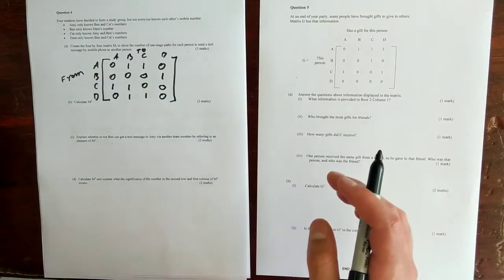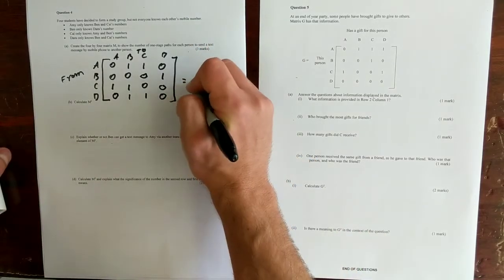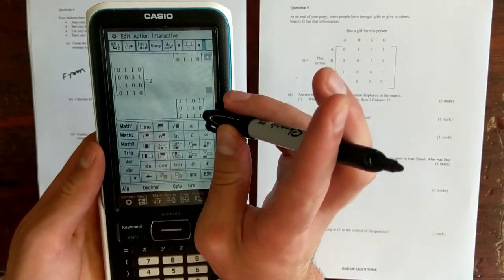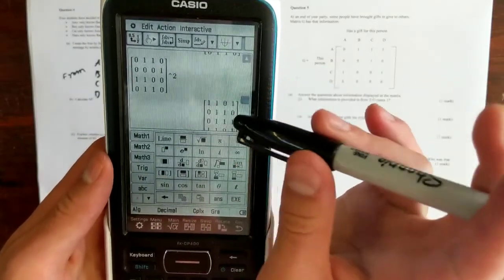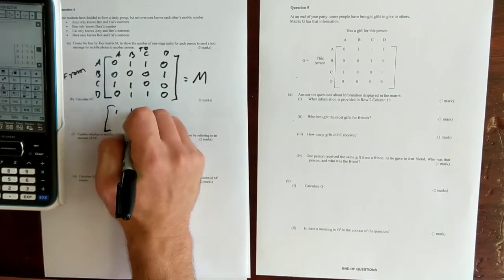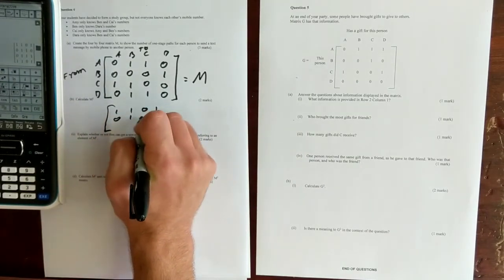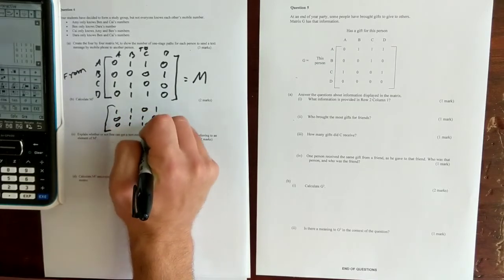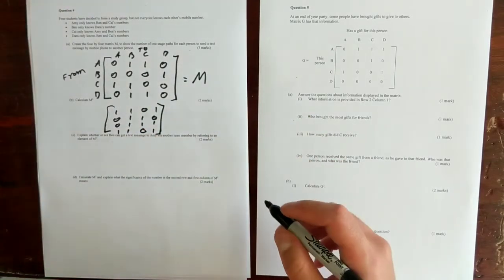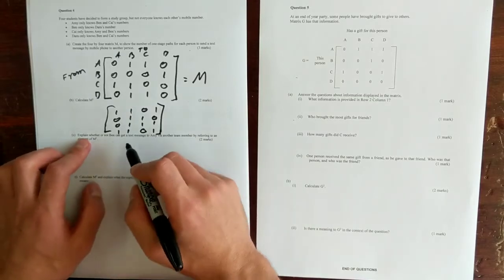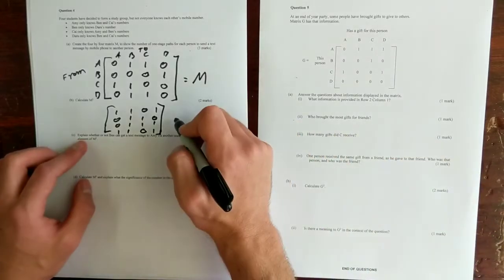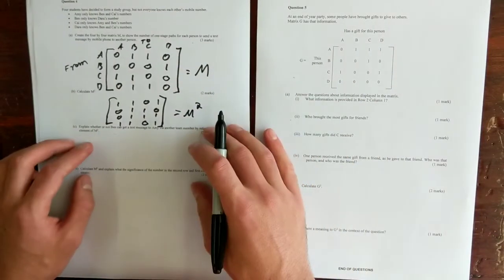Question B, calculate M squared. So if that is my matrix M, then M squared, I'm just going to put that into my calculator like that, and it's going to give me this matrix here. So the answer there, you just read it straight off your calculator. Question C. Explain whether or not Ben can get a text message to Amy via another team member by referring to an element of M squared.